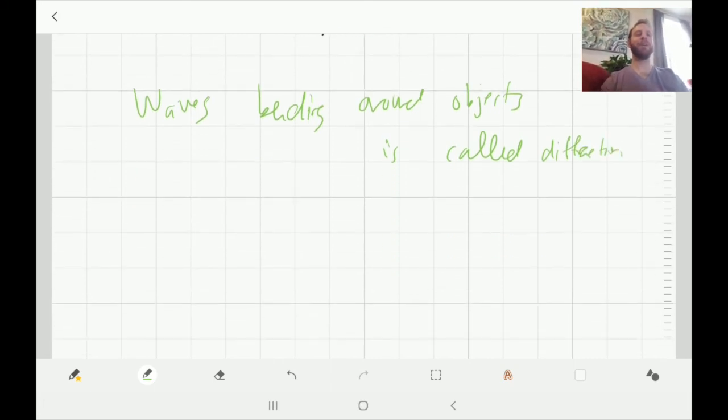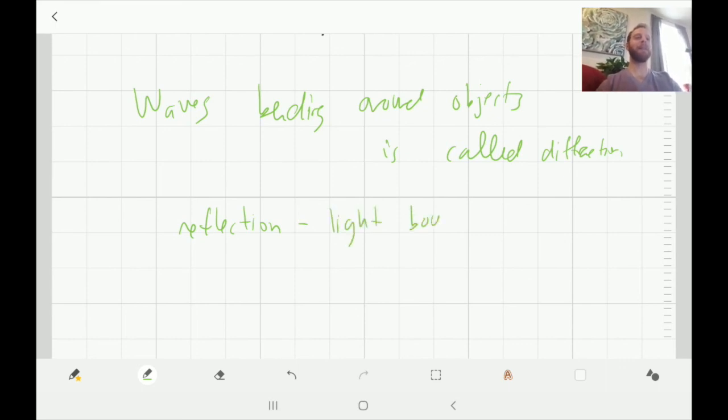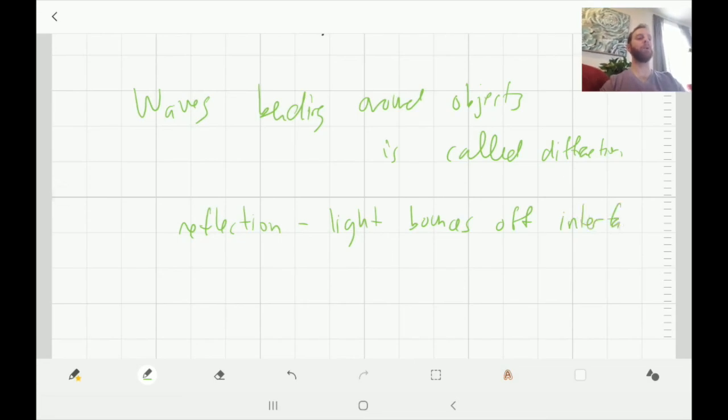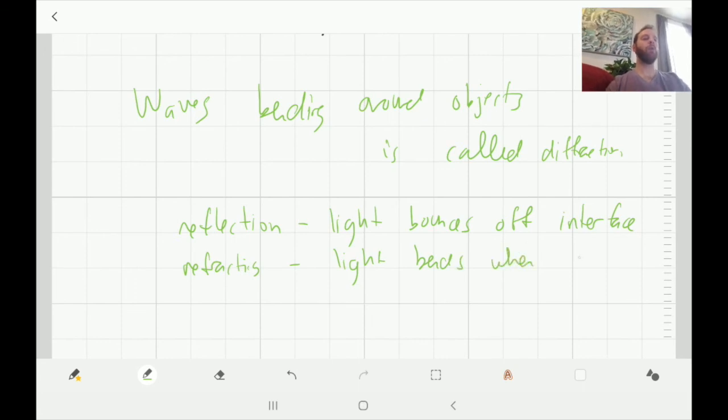And maybe we'll just sort of summarize the three words that all kind of sound familiar. I know that I sometimes struggle with vocab. Reflection, basically think of this as light bouncing off of a surface. Light bounces off a surface or off an interface. That's probably a better, more general way to say it. Refraction is what happens when light bends when passing through an interface.